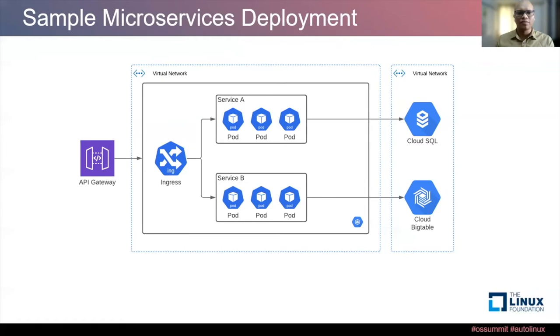Different services will have different databases, and in this example service A is using Cloud SQL and service B is using Cloud Bigtable, right? There can be dependency between service A and service B. Now, if you multiply this number, you will have more and more microservices, and there can be dependencies between the microservices. So this is a sample microservice deployment to give you a fair idea of how the complexity can increase. This is a very simple deployment diagram, but it can be more complicated than that.